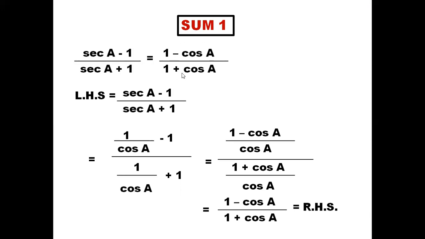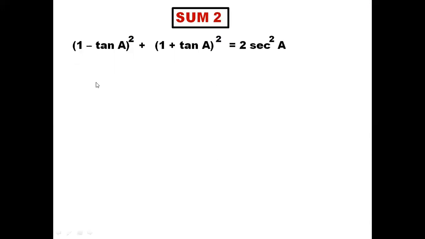Right? So this is how we have proved left hand side equals right hand side. Now moving on to sum 2, we have to prove 1 minus tan A whole square plus 1 plus tan A whole square equals 2 sec square A. So let us start. First we solve the left hand side.